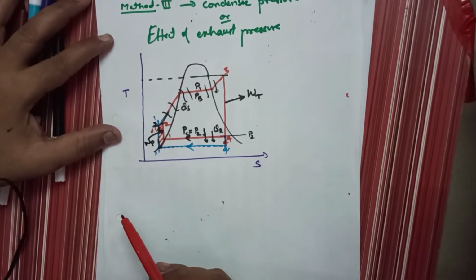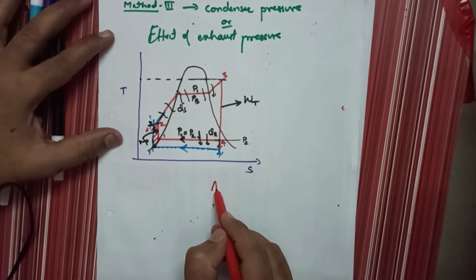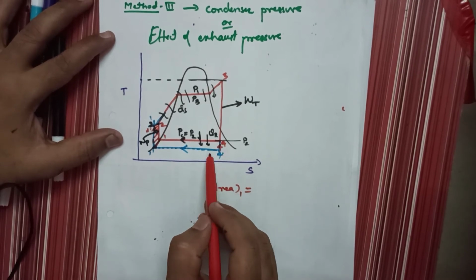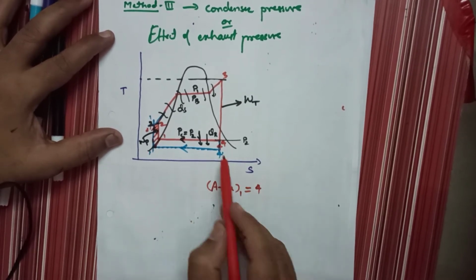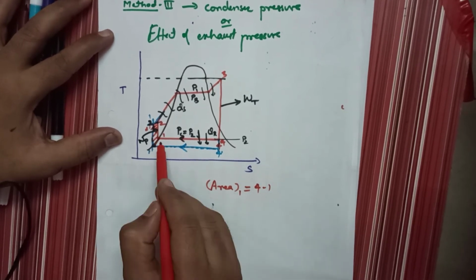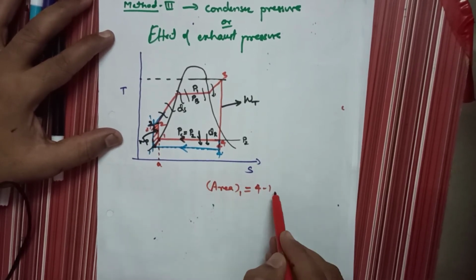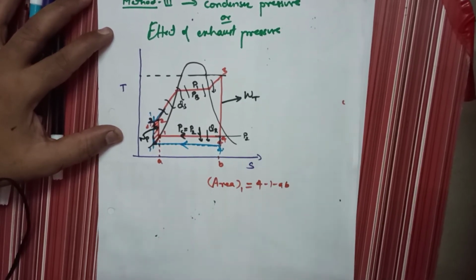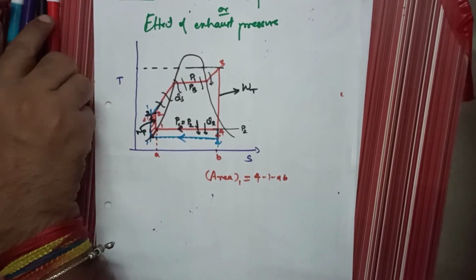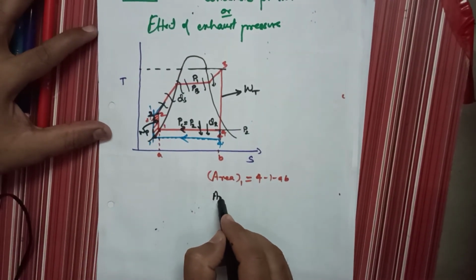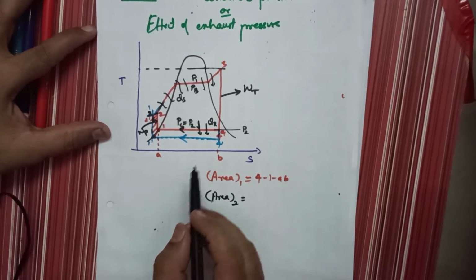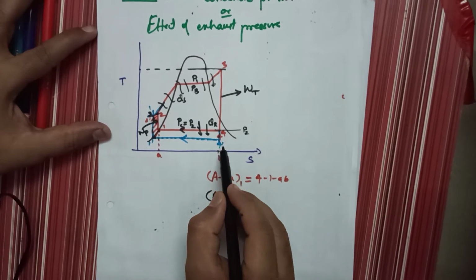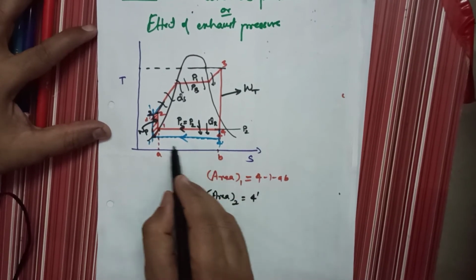Or else, in another way I will explain to you. Take area 1. What is the area for the red cycle before decreasing the condenser pressure? Area 4, 1. Now take point A and here point B. So this is one area. Now after decreasing the condenser pressure, area 2: 4, 1 is the initial one. Now decrease the pressure, 4 dash, 1 dash.